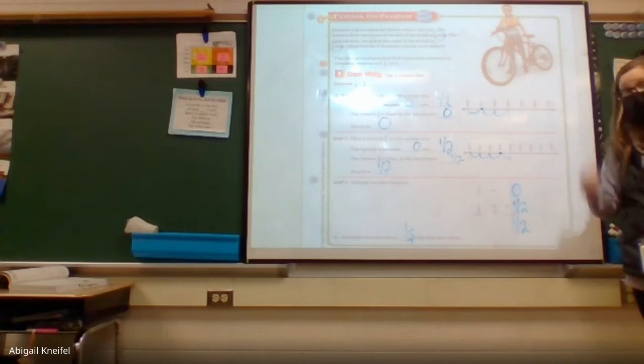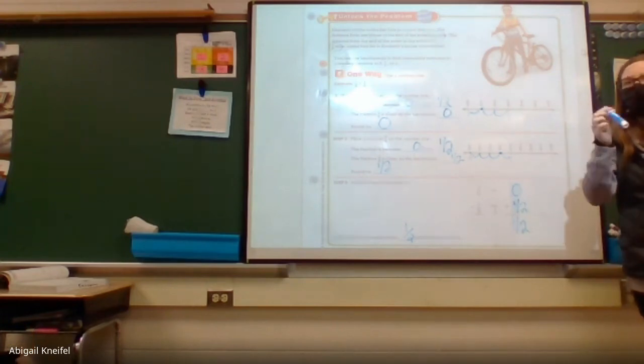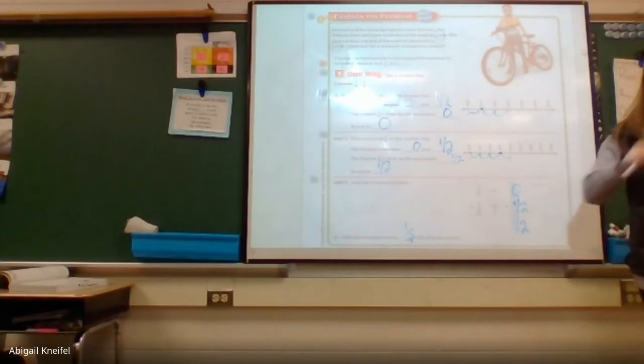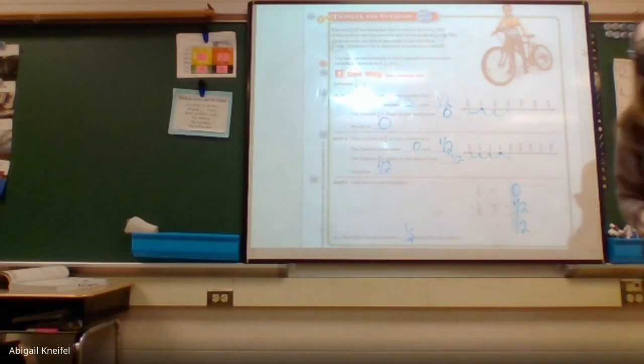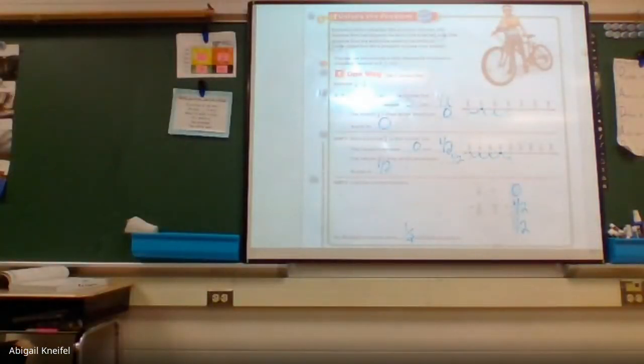Distributive? Commutative? Nope. Identity? You may get a piece of candy, Gabby. Any number plus 0 is always itself. That's why it's the identity property. Good job, Gabby. I'm so glad you remember that. You may all turn the page.